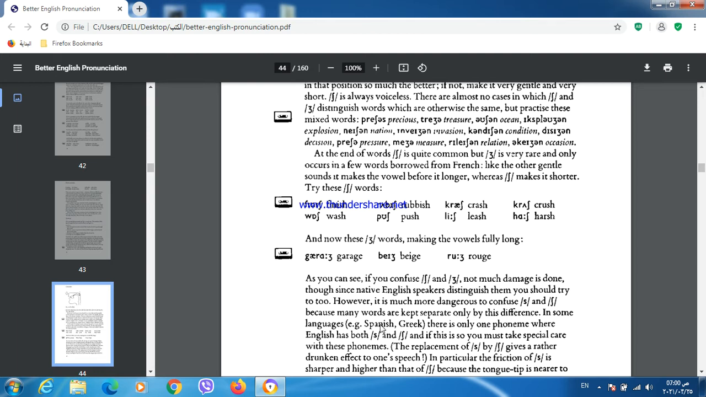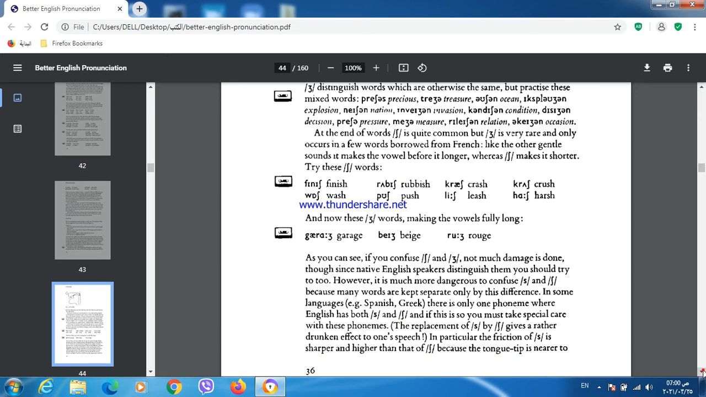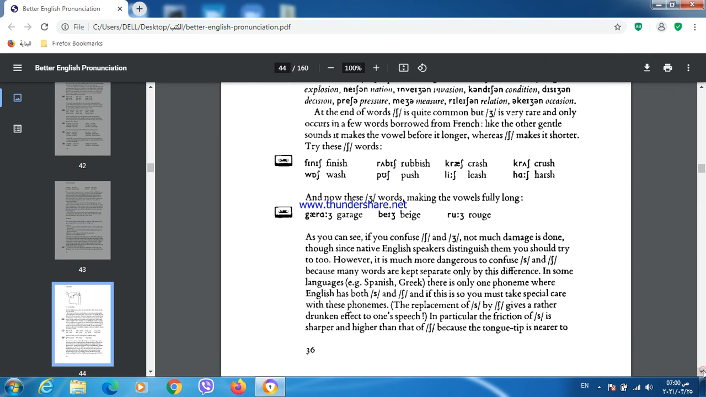Now in some languages, for Spanish and Greek، بعض اللغات مثل الإسبانية والإغريقية, there is only one phoneme where English has both س and ش. بعض اللغات مثل الإسبانية والإغريقية ما عندهم two phonemes س and ش، يعني ما عندهم وحدتين صوتيين، عندهم وحدة صوتية اللي هي تقريبا مشابهة للس.